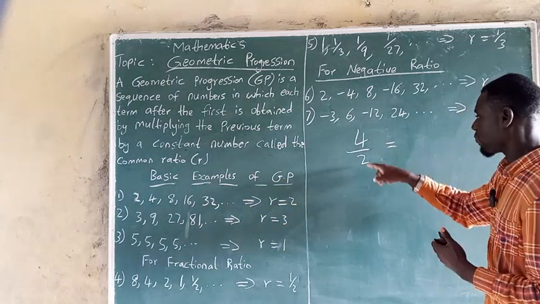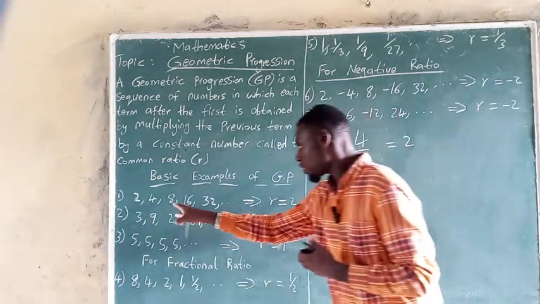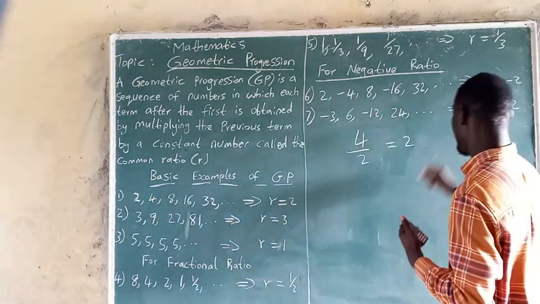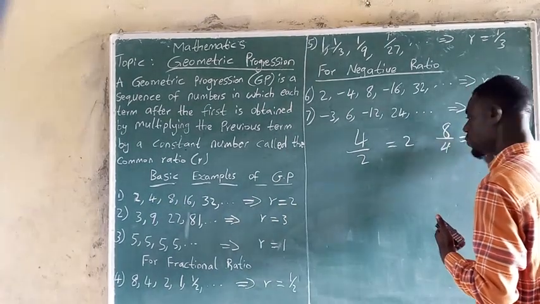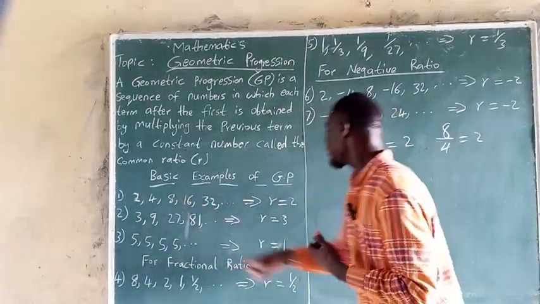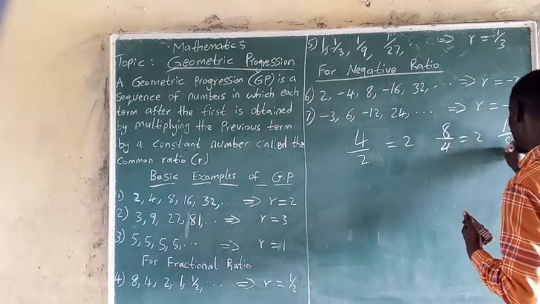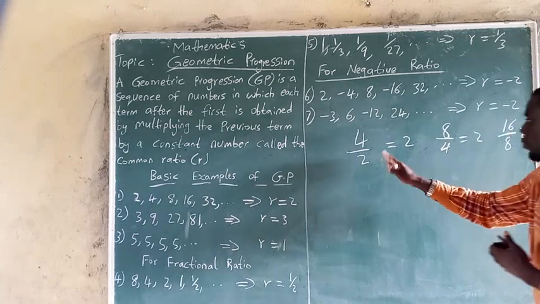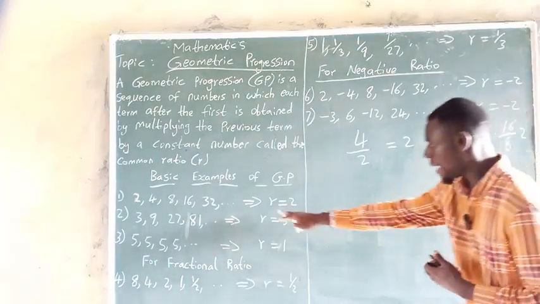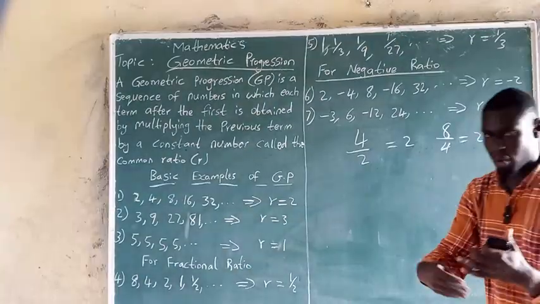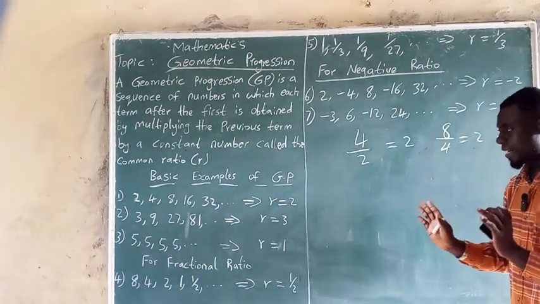So what do we do? 4 divided by 2, you have 2. The previous number of 8 is 4, so you have 8 divided by 4, you have 2. The previous number of 16 is 8. So 16 divided by 8, you have 2. You see that 2 reoccurs. So I take that reoccurrence of that number as 2, which is my common ratio. Very easy to get.